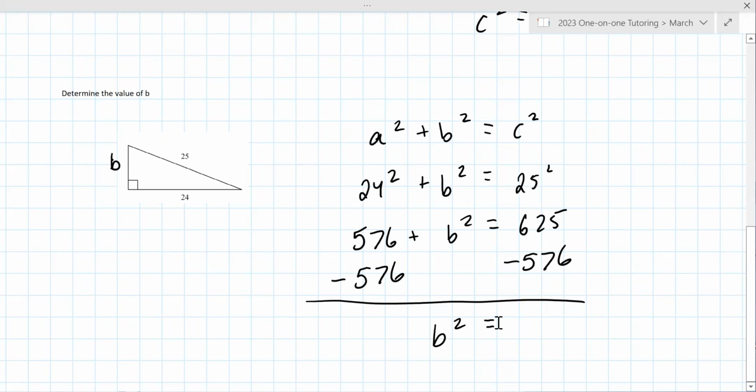B squared equals. Let me use my calculator. Yeah, use a calculator today. Very, very much need it. 49. Okay, so what is the value of B? 7. B is 7. Very good.